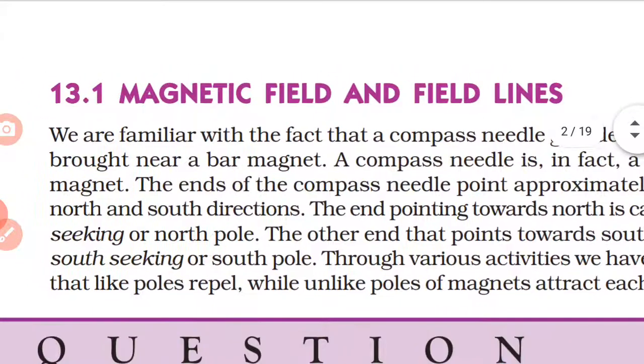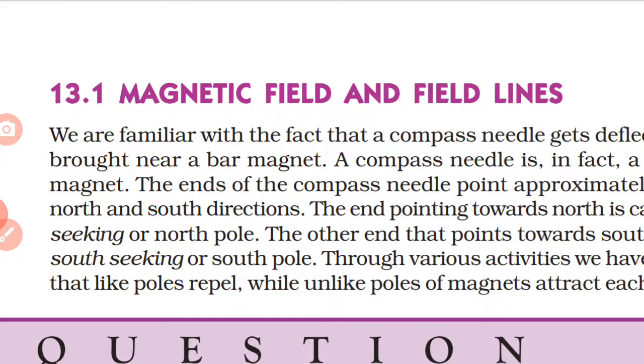Now we'll study the magnetic field and magnetic field lines. Students, you have seen a bar magnet in the laboratory. You have studied about it in standard 8. A bar magnet has two magnetic poles, north pole and south pole. Now if this bar magnet is suspended freely by a string, the pole which becomes steady towards the north pole of the earth is called the north pole of the magnet, and the other pole is called the south pole.